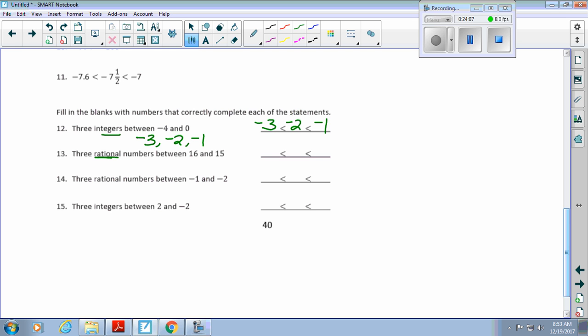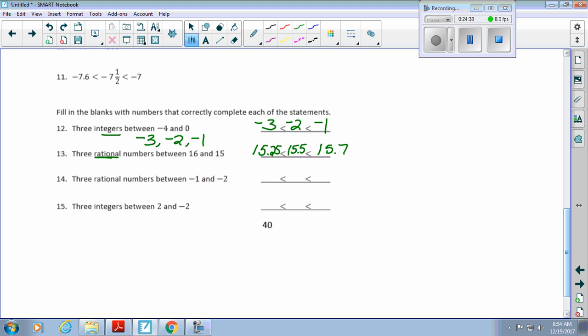So what do you guys think, Kane? 15.5. 15.25. What would be another one that would be bigger than that? Very good, 15.5. And what would be bigger than that? Kennedy? 15.7. Very good, 15.7. Now, you could have different numbers, but you need to make sure they're in order from least to greatest.